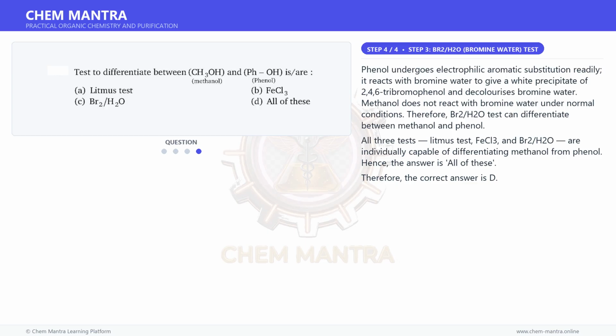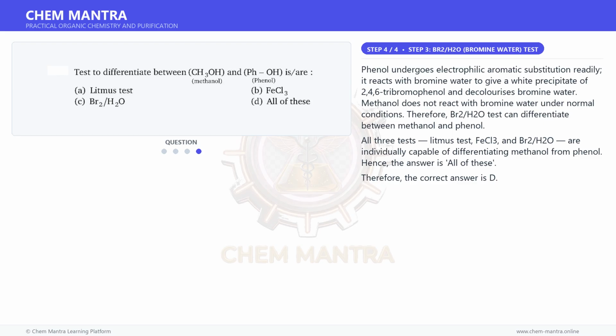And for the final step, phenol undergoes electrophilic aromatic substitution readily. It reacts with bromine water to give a white precipitate of 2,4,6-tribromophenol and decolorizes bromine water. Methanol does not react with bromine water under normal conditions. Therefore, the Br2/H2O test can differentiate between methanol and phenol.